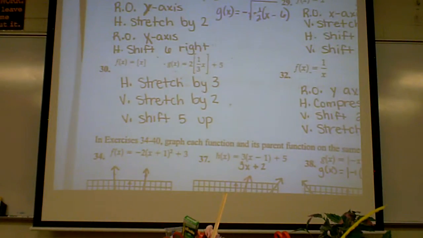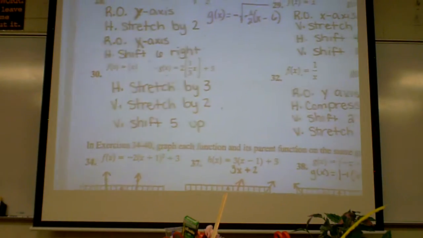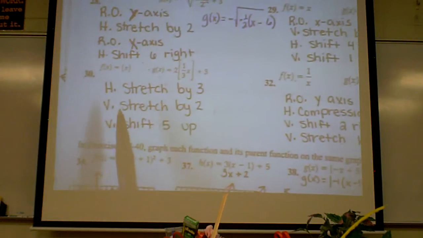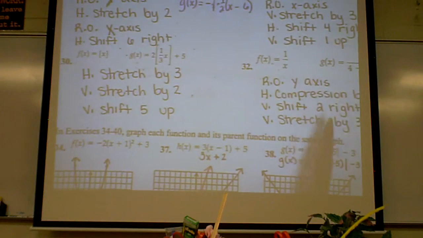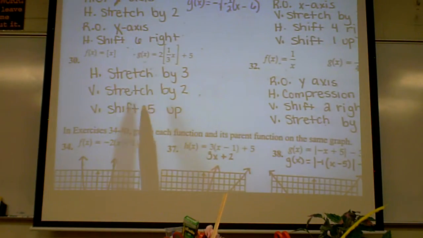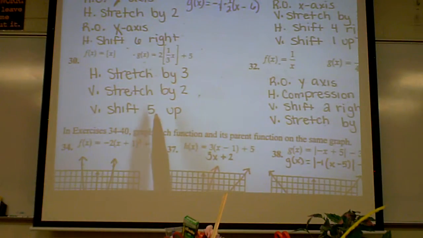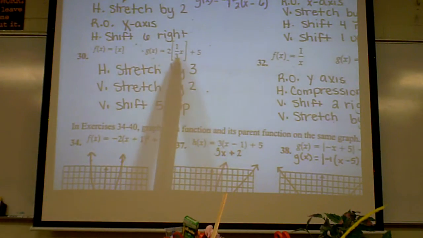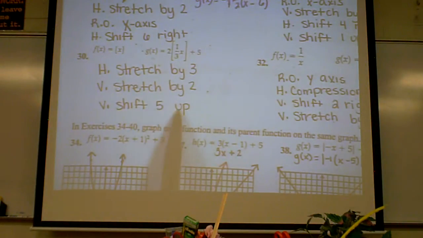You guys, we did a whole page of these. Do you remember that? So 29 you'll find in the back of your book. 30 and 32 are not in the back of your book. Were these different numbers? These were okay. So, this one is a horizontal stretch by 3. You remember you flipped that? This is a vertical stretch by 2 and shift 5 units up.